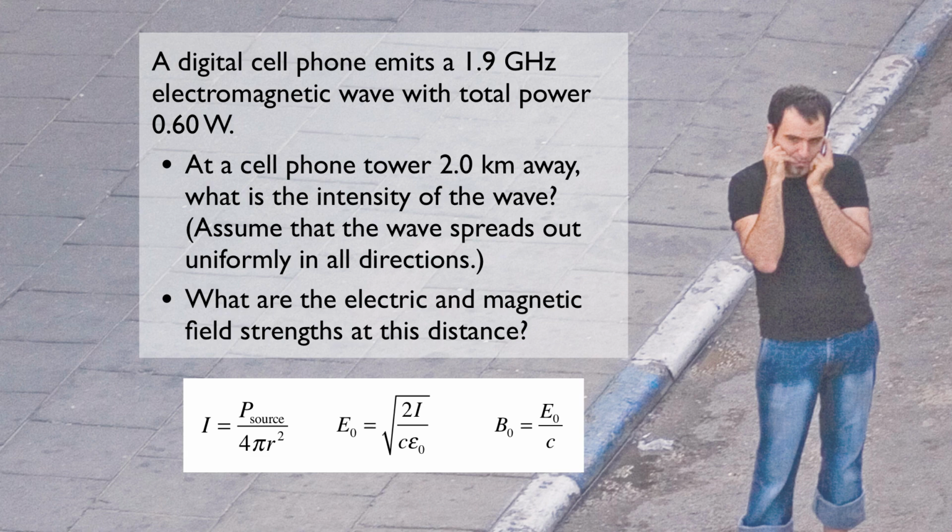And we're going to do a calculation for what is the intensity of the signal from your cell phone, which puts out a very small power of 0.6 watts, at a tower 2 kilometers away, which is kind of a typical distance. And then we'll also calculate what electric and magnetic field strengths that corresponds to. And it turns out they are breathtakingly small. It's kind of amazing that you can do this. You can detect fields that small at that distance. There's some fancy electronics going on to make that happen.